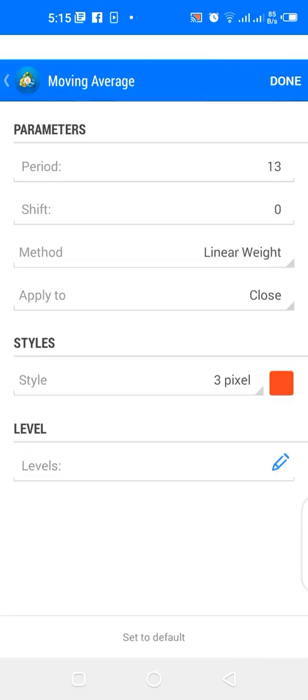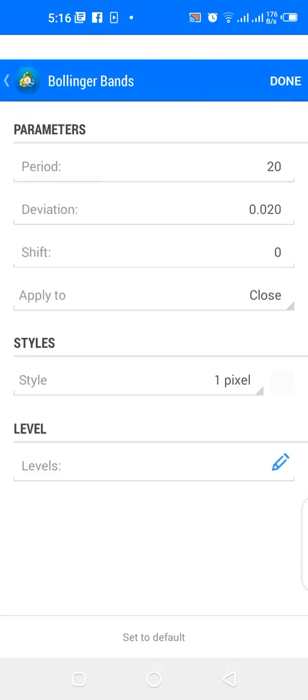Then you have 13 period linear weight. This time around, apply to close, and the color is red. Then you have Bollinger Bands, 20 period. Deviation is 0.020. Shift is 0, apply to close. Now the color will match the background color of your chart.